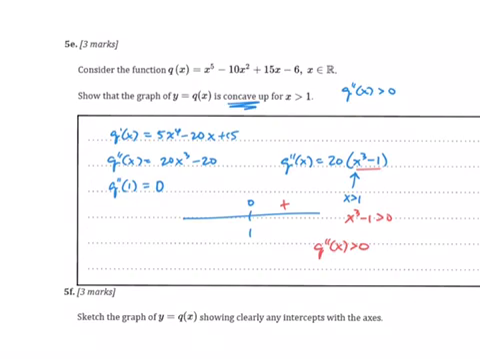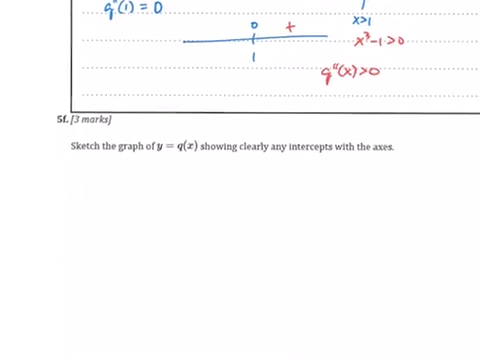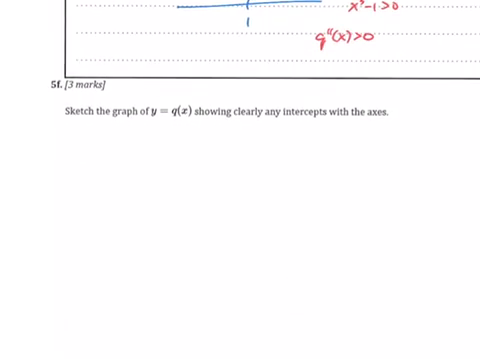Okay, let's finish this one off with sketching the graph of q of x, showing clearly the intercept points. So we already know that q of 0, if I plugged a 0 in for all x's, equals negative 6. And I know that the only real root was at 1. We proved that that was true.